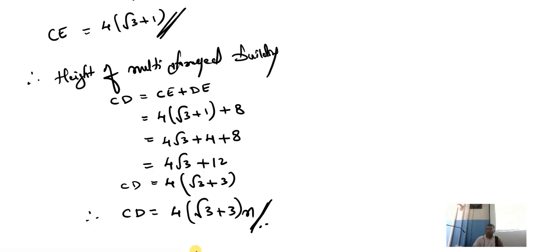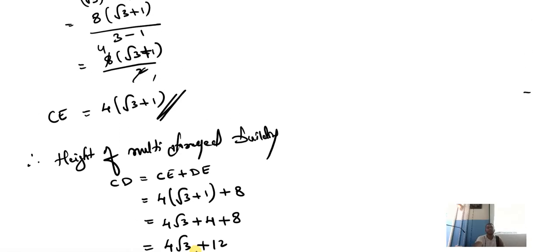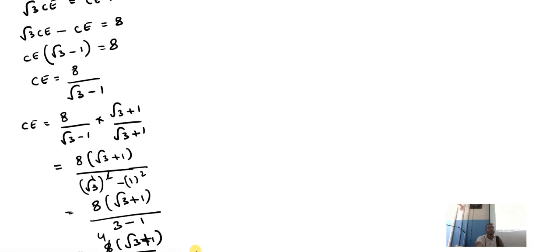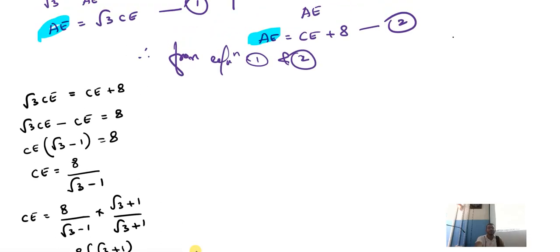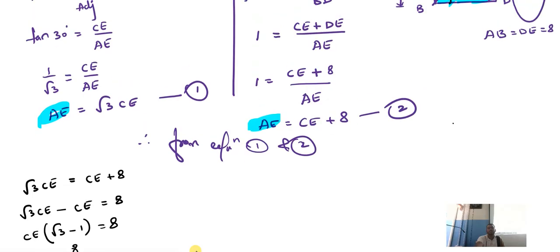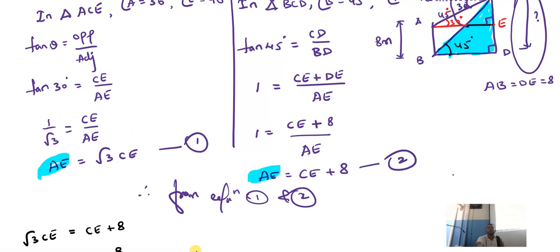This is the height of the building. My dear students, after finding the height of the building, they are asking us to find the distance between the two buildings. As you can see in the figure, the distance between the two buildings is either AE or BD. Both are the same. We know that AE is equal to BD.